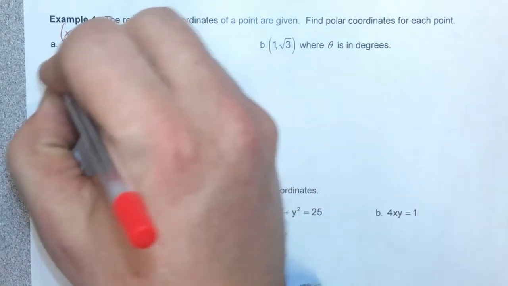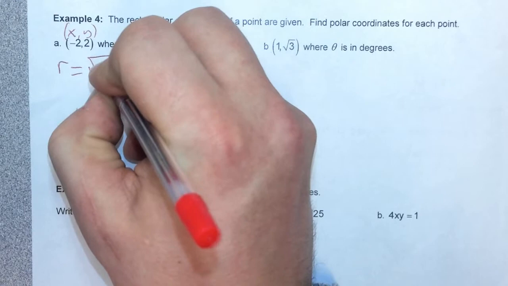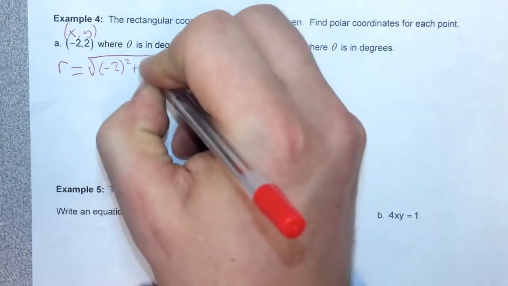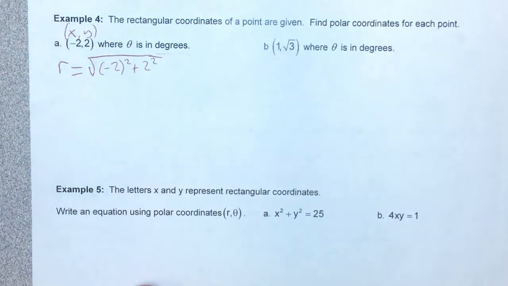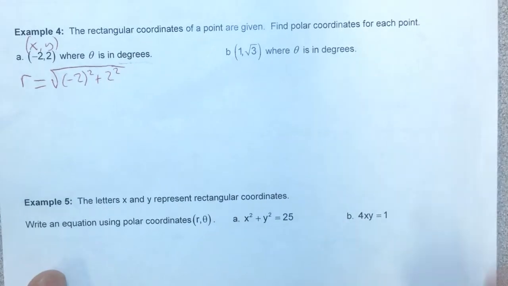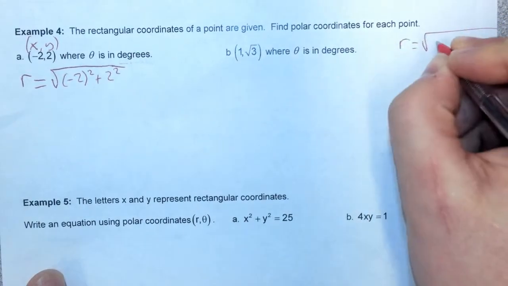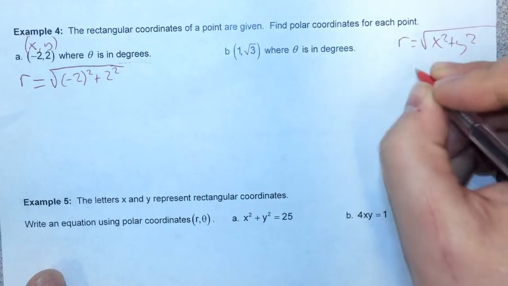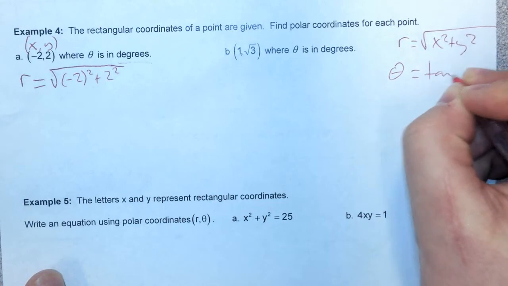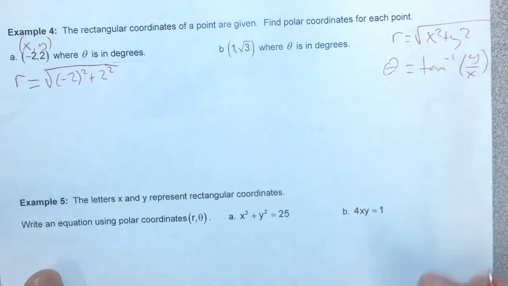Alright, so let's start with r. R is just equal to the square root of x squared plus y squared, so it's going to be negative 2 squared plus the y coordinate, which is 2 squared. Okay? Actually, here are my equations I'm going to use. That was r equals square root x squared plus y squared, and then we have theta equals tangent inverse of y over x. There we go.